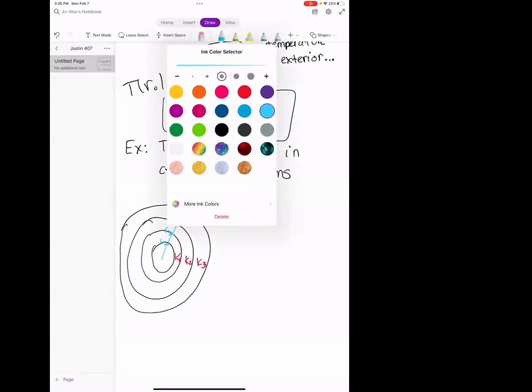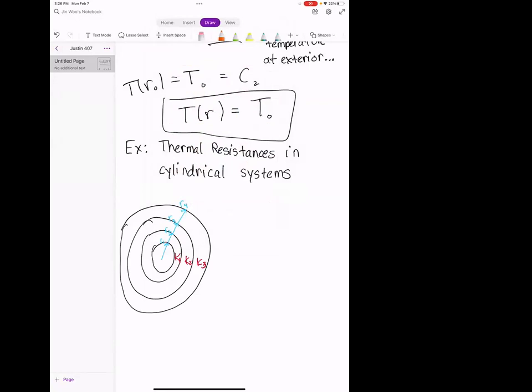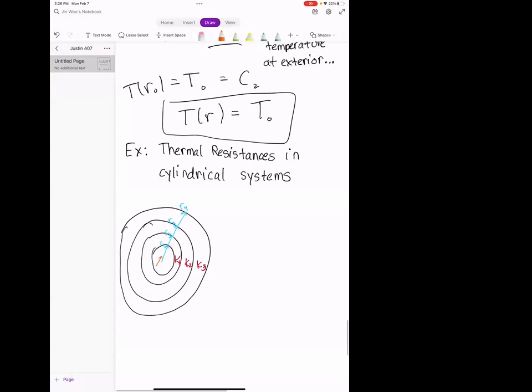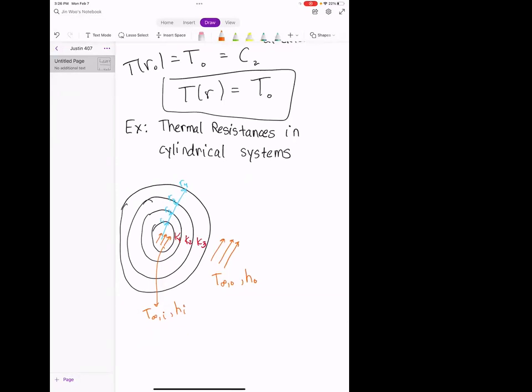And some additional parameters, because why not? Let's say we have some convection cooling, both on the inside and the outside. On the inside, let's say we have some kind of pipe flow, which is going to have an inner temperature of T infinity,i and a convection coefficient of h_i. And on the outside, we're going to have air blowing over it as well, so that's going to have an ambient temperature T infinity,o as well as a convection coefficient h_o.